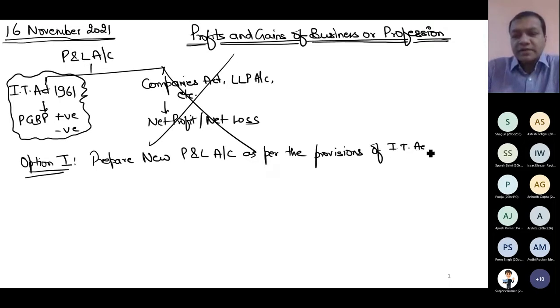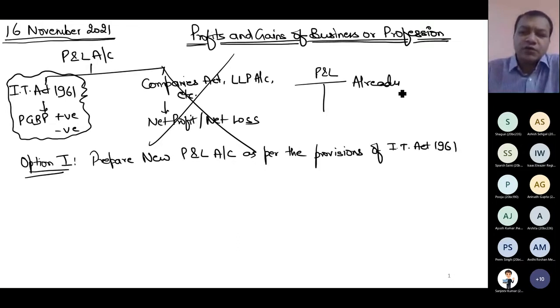Income Tax Act 1961. And this is the first option: suppose you already have a P&L account, leave that account. Don't see what is written in that P&L account. You prepare a new P&L account. This is option number 1. And what is option number 2?